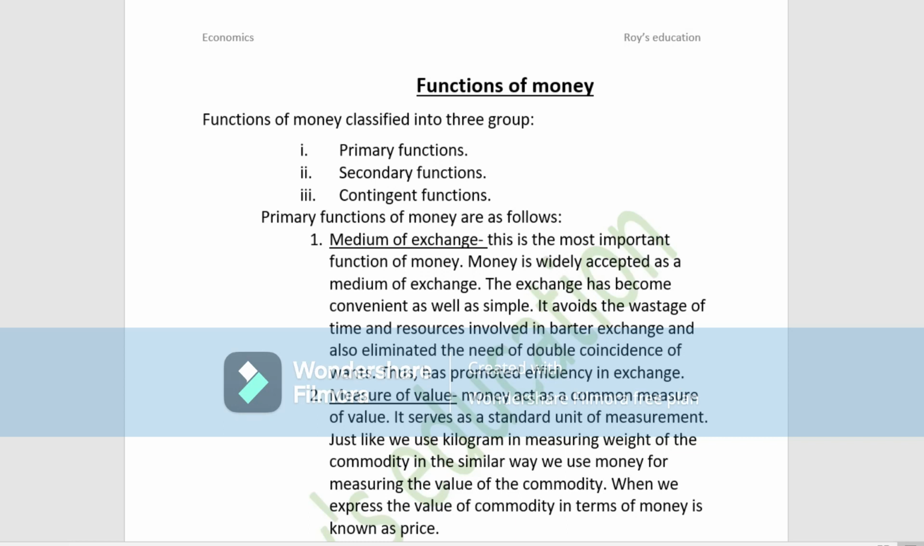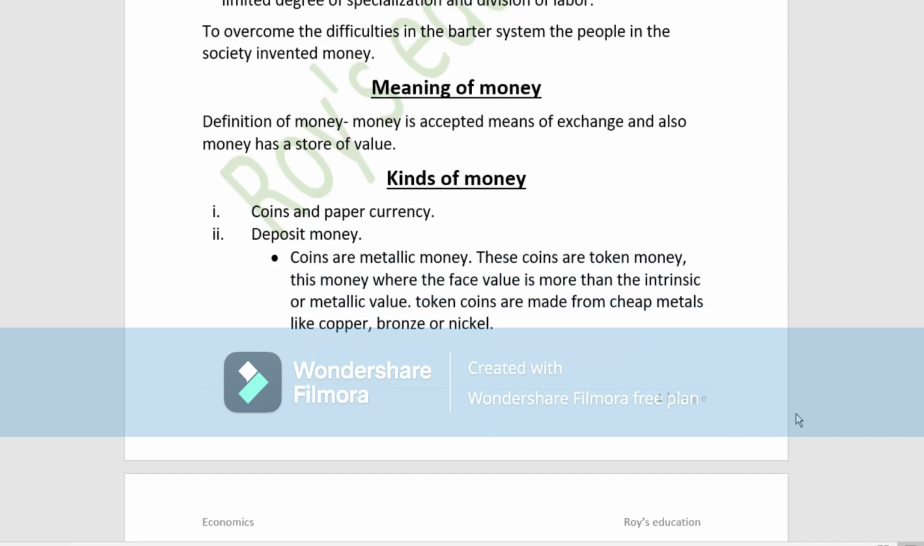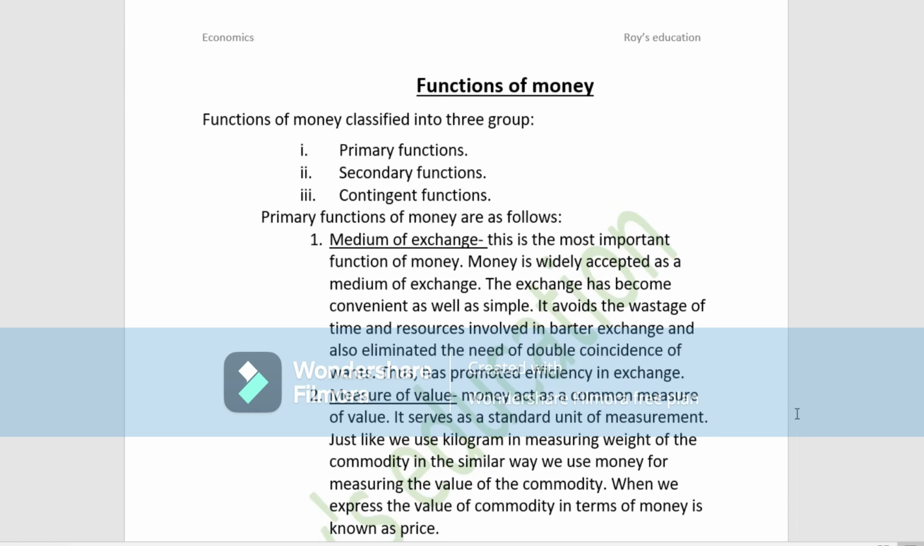Today we are going to discuss the different functions of money. In the last video we discussed the barter system, the disadvantages of the barter system, and how money was introduced and solved various problems. In the previous class we discussed the meaning of money and its kinds, and today in this class we are going to discuss the different functions of money.